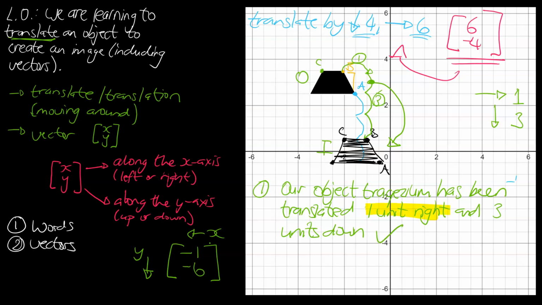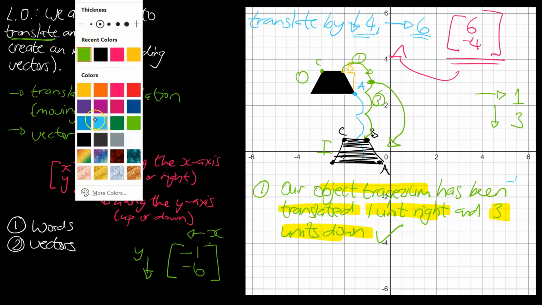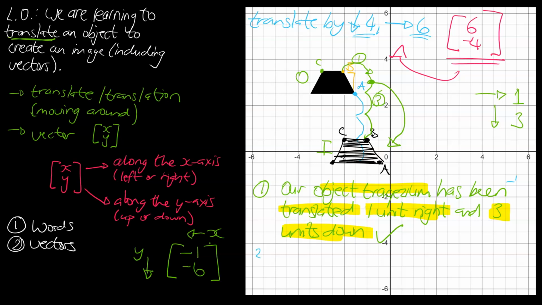So the key thing is we're referring to how much it moves left or right, and how much it moves up or down, and we're referring to the original shape, and we're referring to the type of transformation that's taken place. So we need all of those elements, and we'll switch to the blue pen. And finally, let's communicate that via vectors if you choose to.